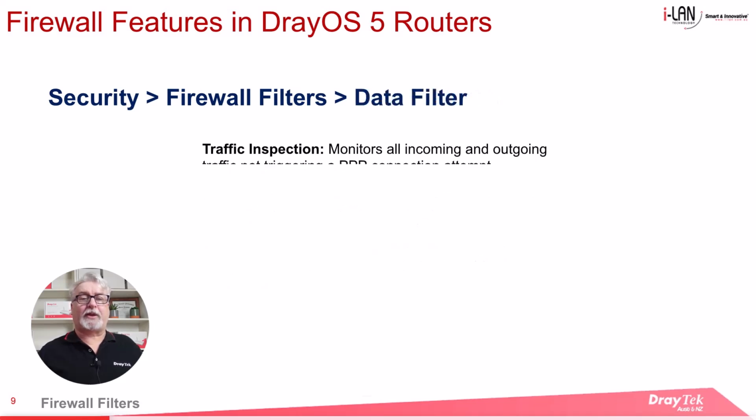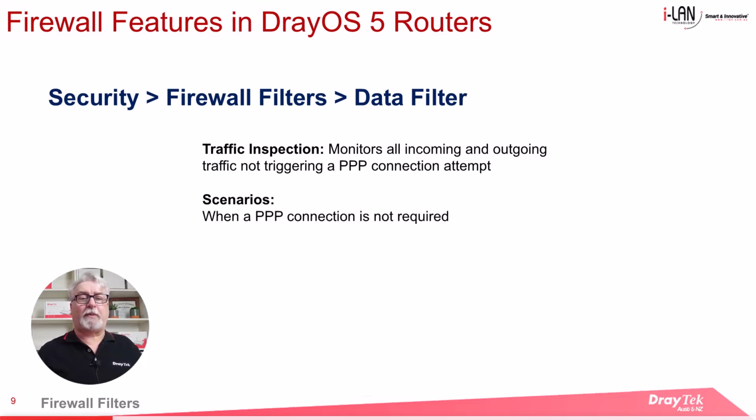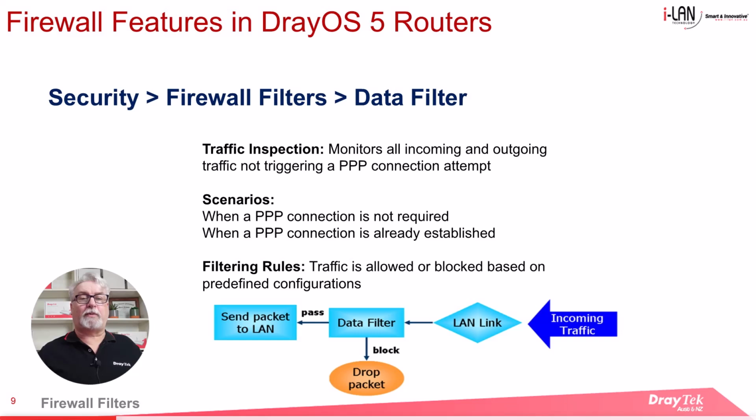The data filter inspects all incoming and outgoing traffic that does not initiate a PPP connection attempt. This includes cases where a PPP connection is not required or a PPP connection is already active. Traffic is then either allowed or blocked based on the configured rules, ensuring enhanced control and security.